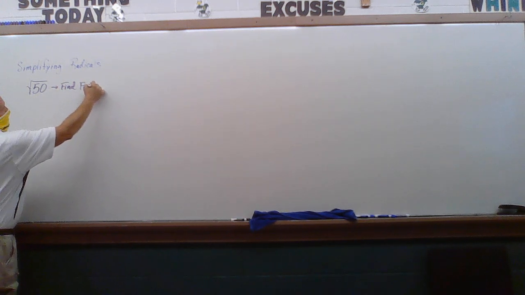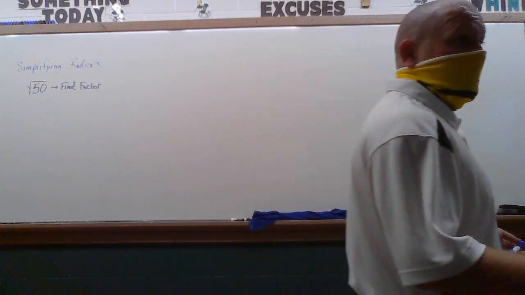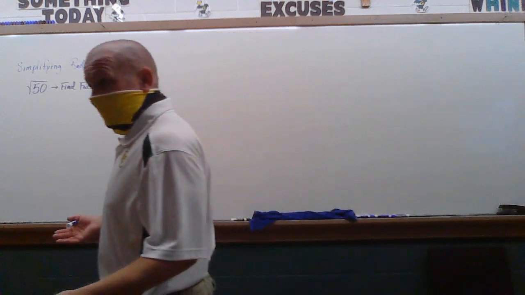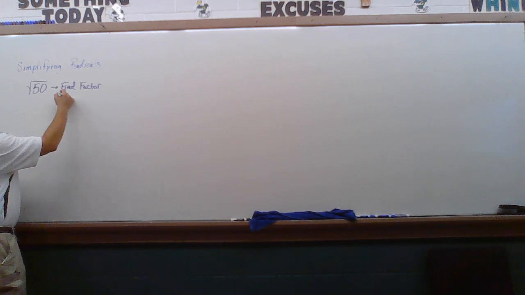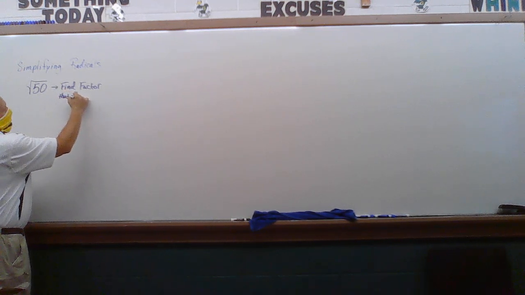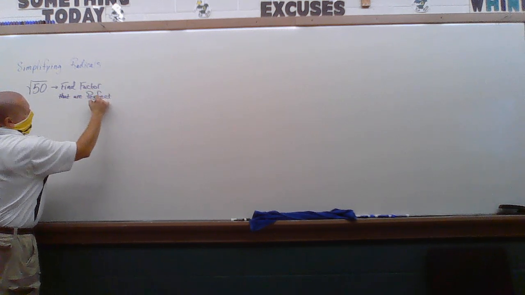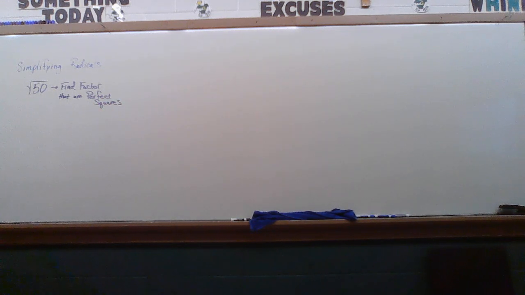What's a factor of a number? What are the factors of 50? 5 times 10. So factors of a number are what? Two numbers that can be multiplied together. Okay? So I want to find the factors that are perfect squares. What is a perfect square?